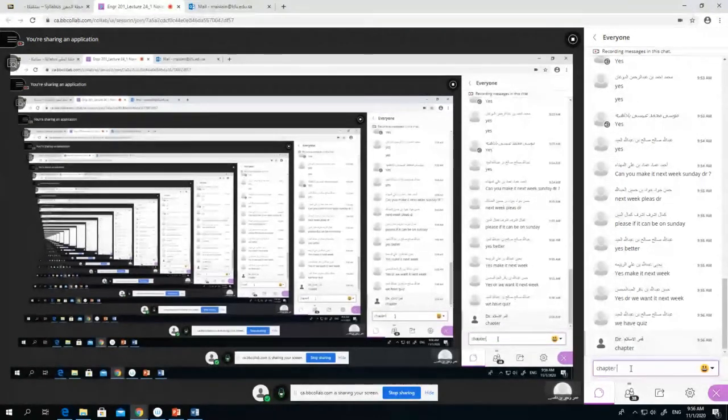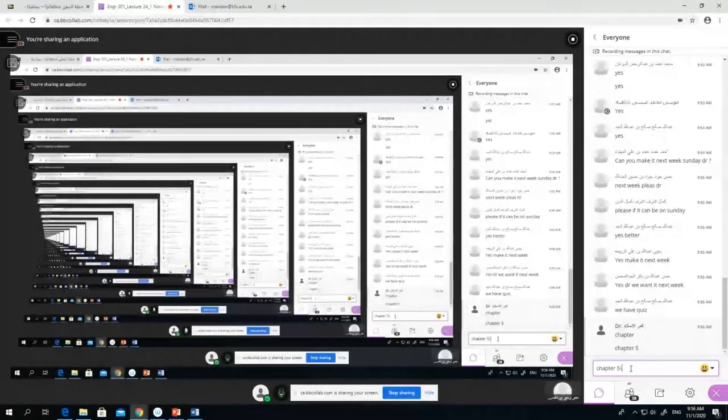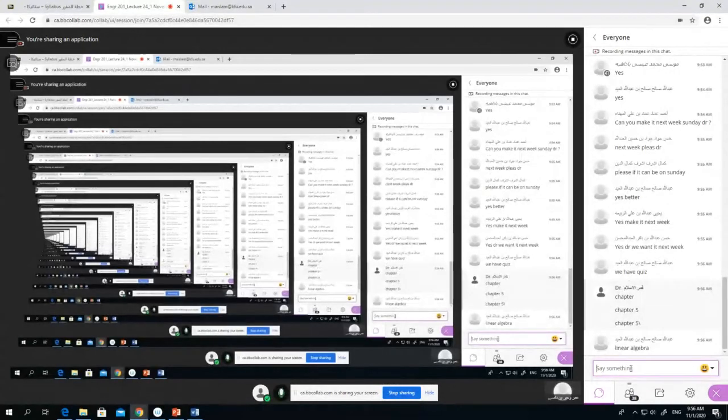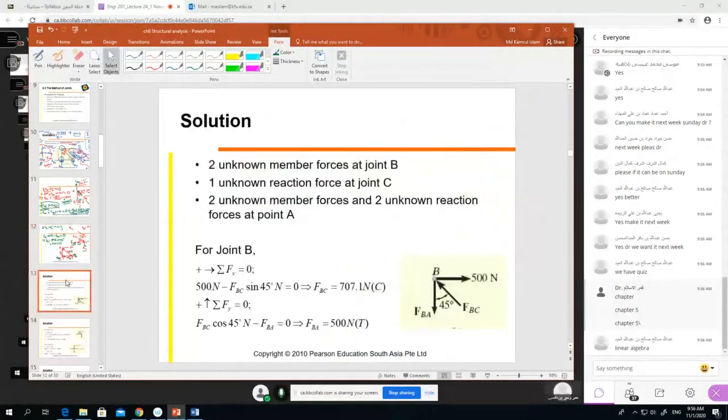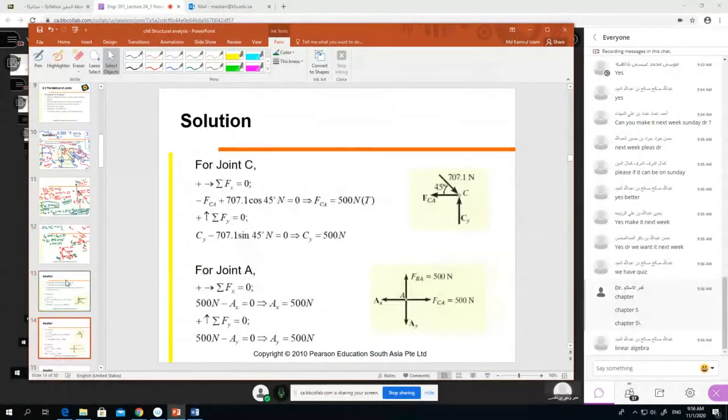Chapter 5 is in the syllabus. If you have an exam, you still have today, still a long time. So you change the linear algebra, you change it until the doctor changes the linear algebra.